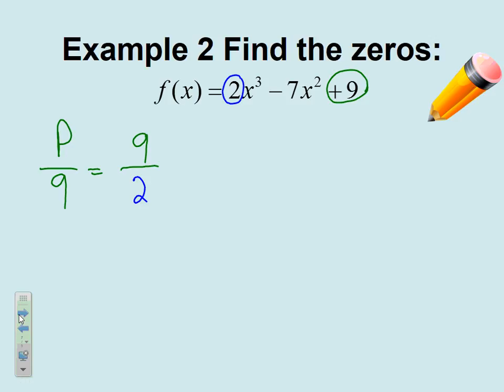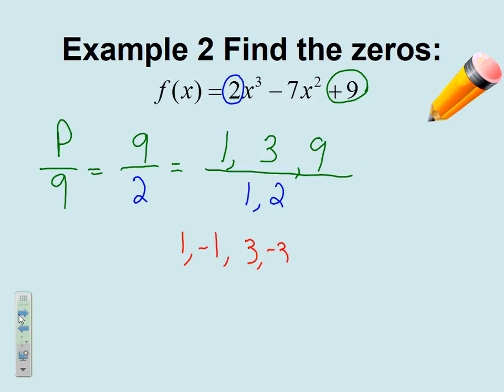Write out my factors of 9. I have 1 times 9, and then 3 times 3. Those are all my factors. Factors of 2 is just 1 times 2. Now I'm going to write out my whole list. So I'm going to have 1 divided by 1, which is 1, or negative 1. And then I could have 3 or negative 3, and then I could have 9 or negative 9. So now I'm done with my 1s.